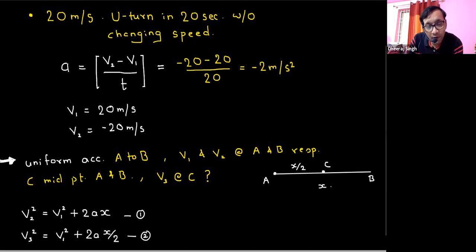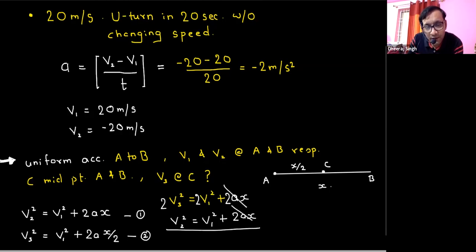Okay. So from equation number 2, I can write down V3 square is equal to V1 square plus A into X. Now, if I multiply by 2 throughout, I'll get this. And the first equation was anyway, V2 square equal to V1 square plus 2AX. And then I subtract these two equations. 2AX is gone, which is not known. Getting it? So you'll get the answer of V3 to be equal to root over V1 square plus V2 square divided by 2.